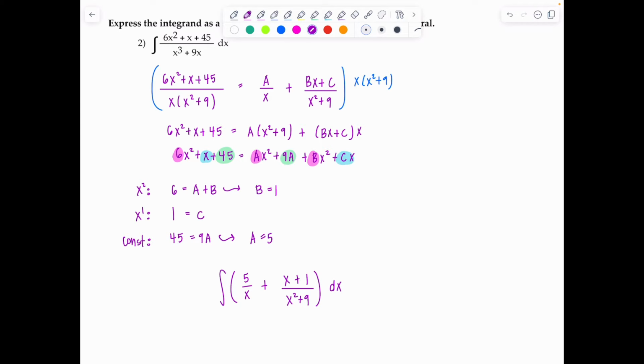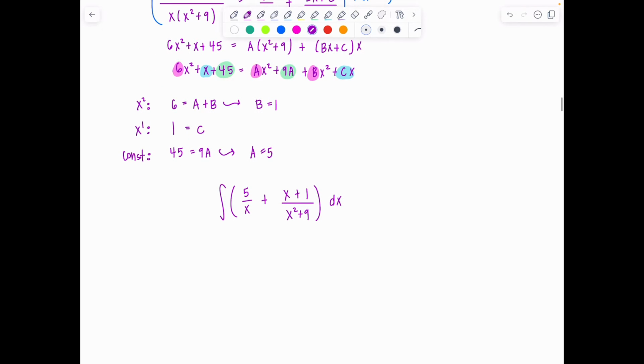And then from here, we're going to split up the two terms here in the numerator because we're going to have to deal with each of them differently. So we'll have 5 over x plus x over x squared plus 9 plus 1 over x squared plus 9 dx.